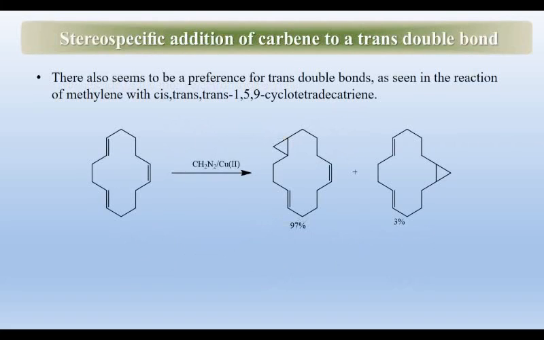Here is a stereospecific addition of carbene to a trans double bond. There also seems to be a preference for the trans double bond as seen in this reaction of methylene with cis,trans-1,5,9-cyclotetradecatriene. When carbene is added to this trans double bond, 97% of the product is obtained, while when this carbene is added to this cis double bond, only 3% of the product is obtained. Remember that these two double bonds are equivalent double bonds.